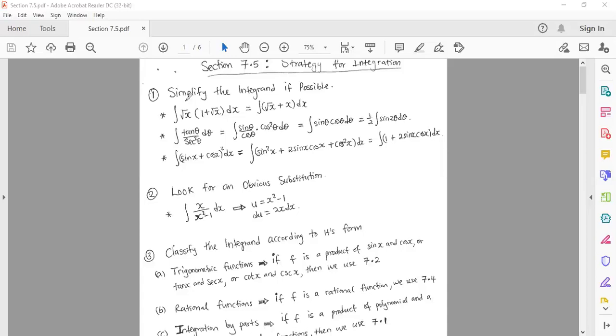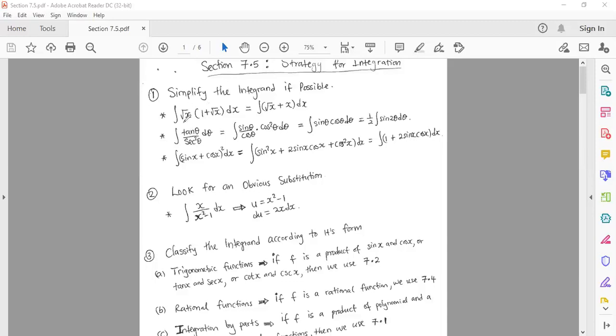Now the first one is simplify the integral if possible. If I give you an integral, please try and simplify before you start integrating. Simplify as much as possible. Don't be quick to try and solve them. Sometimes just by simplifying, it becomes very easy to integrate.